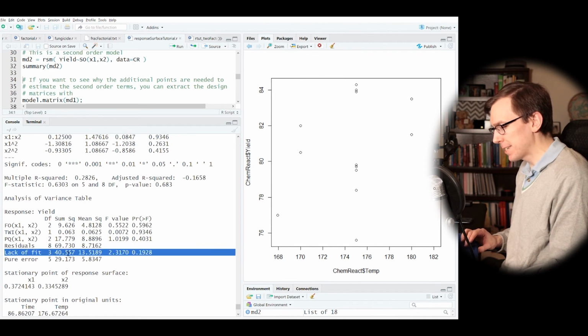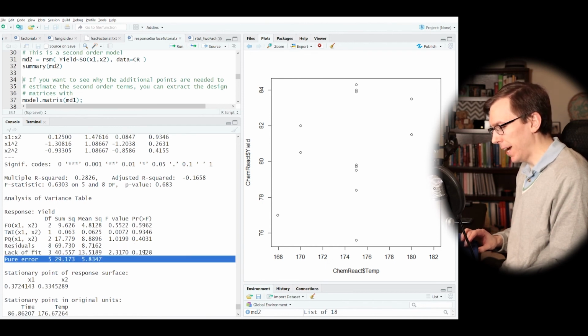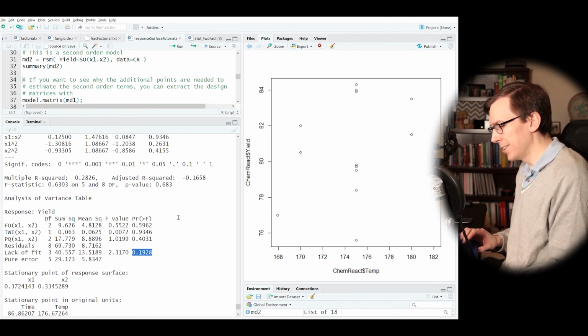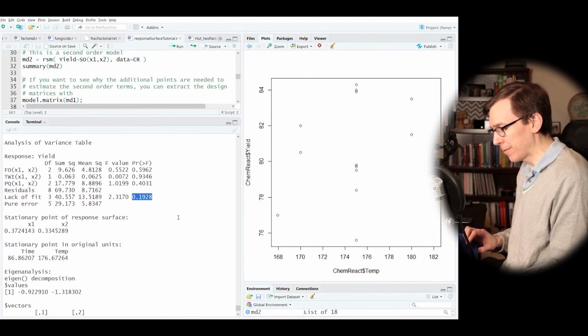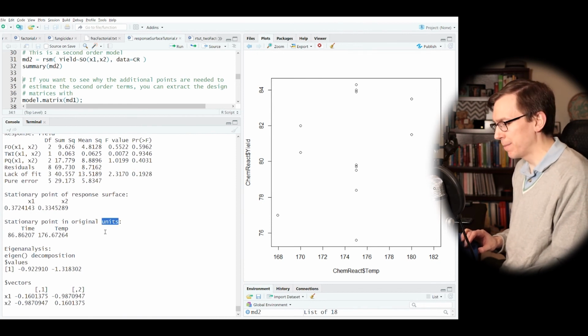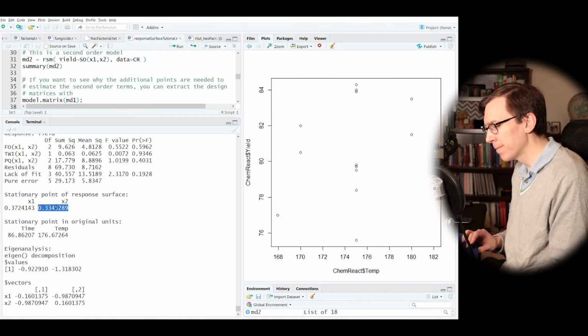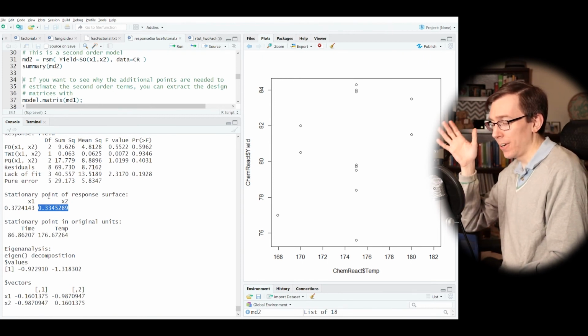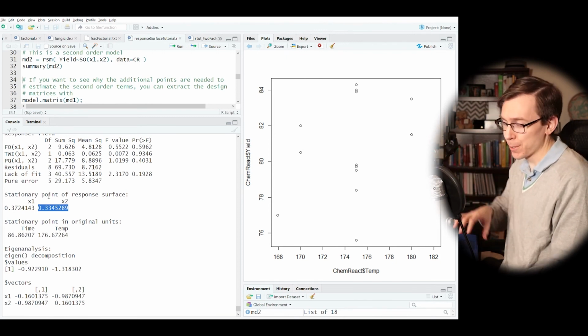Now we still have this split into lack of fit and pure error. Here the lack of fit no longer has a small p-value, so we have in some sense a better fit with respect to that. Maybe if we have time, we'll talk about some more details of this later. Anyway, the R function, rsm, will also calculate a stationary point for your response surface.